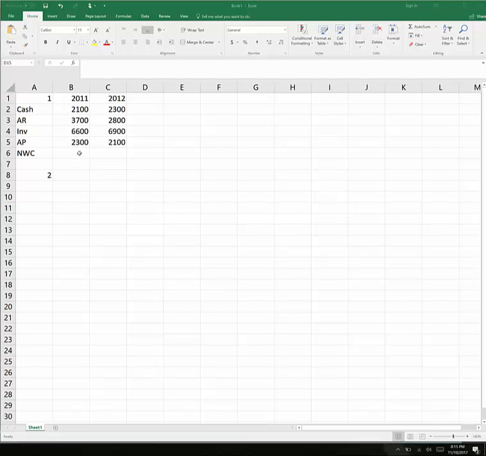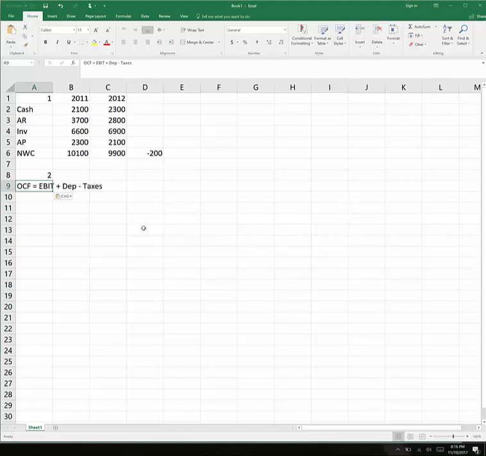The first step is to calculate net working capital. So to do that, we're going to take all our current assets, cash, accounts receivable, and inventory, add those, and then subtract accounts payable. So we get 10,100 for 2011, 9,900 for 2012. Take the 2012 minus the 2011, and we'll get minus 200 for that change. And I'll send out this file also.